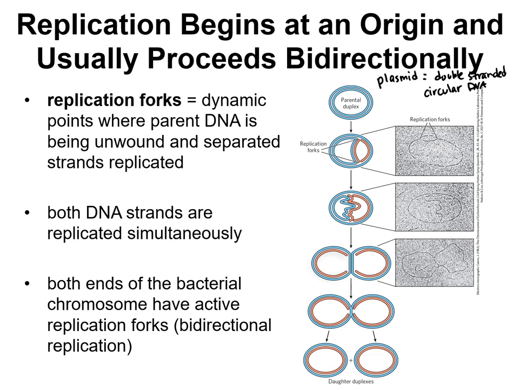So we have this parental duplex, meaning we've got 2 strands. And then, when we're ready to replicate, there's what's called a replication fork. This is a dynamic point where the parent DNA is being unwound and separated, and the strands are being duplicated. So remember, DNA is wound up, and plasmids are usually supercoiled. So they kind of look like that. That's a supercoil.